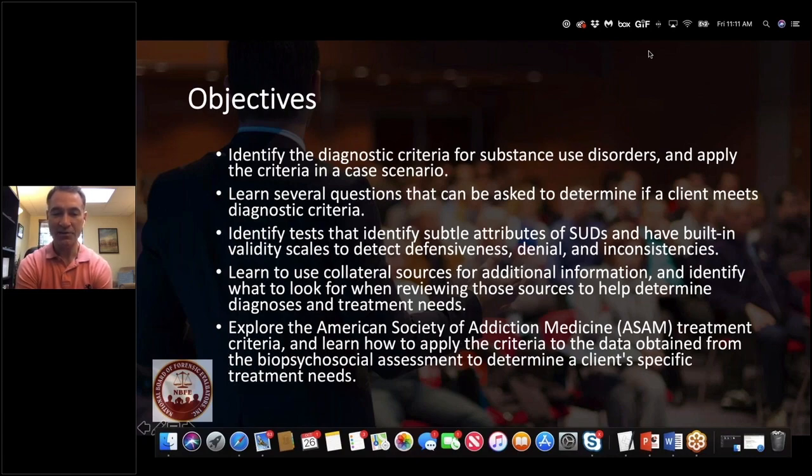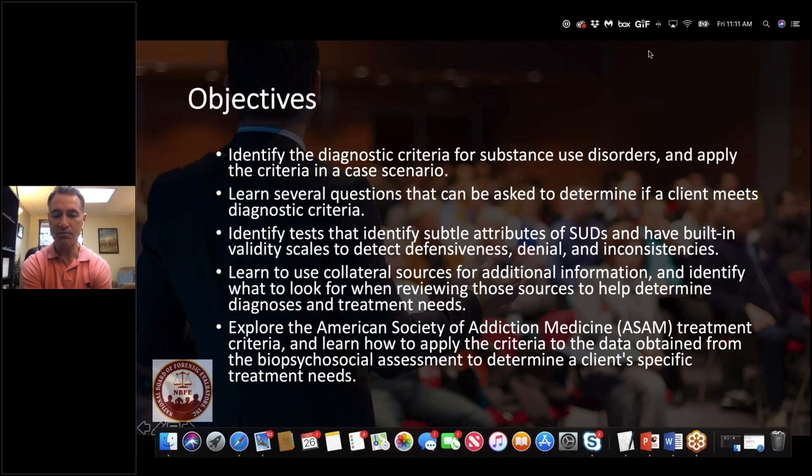We will identify some tests that you can administer to identify subtle attributes of substance use disorders that have built-in validity scales to detect defensiveness, denial, and inconsistencies. You'll learn how to use collateral sources, those are sources other than the client, for additional information, and what to look for when you're reviewing those sources to help supplement other information you gather to determine diagnoses and treatment needs.